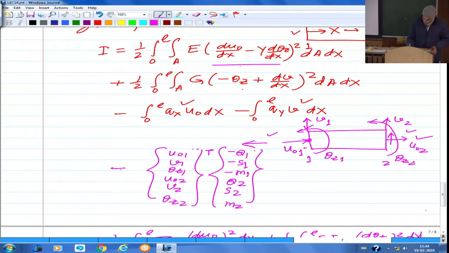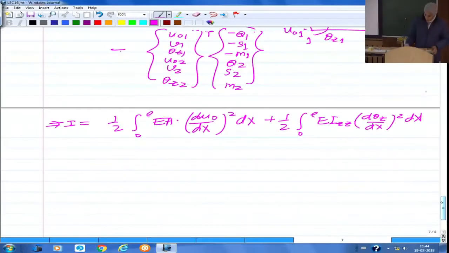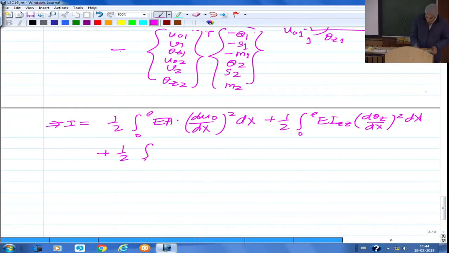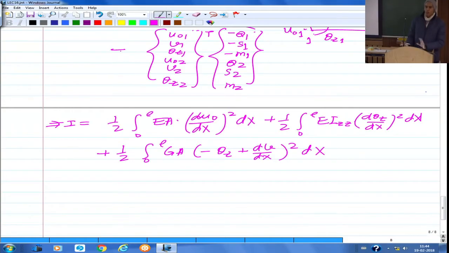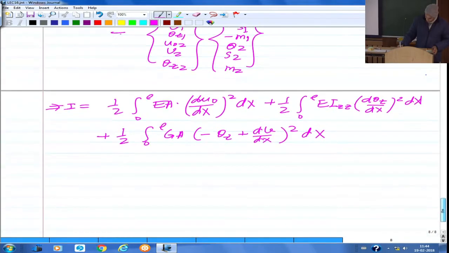Then the second is simply because these are all independent of the cross-sectional coordinate, that is y, they are only functions of x. So the integration over the cross section will simply give you A. So plus you will have half integration 0 to L GA into minus theta z plus dv by dx whole squared dx. Is that right? So these are the three terms we get, just writing down the cross-sectional integrations here explicitly.